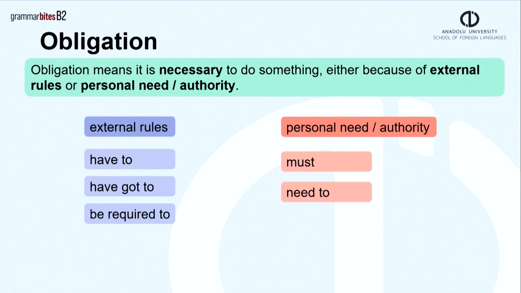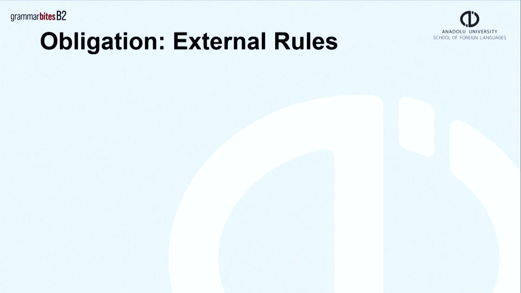For personal need or personal authority, we use must and need to. That means the obligation comes from the speaker. Let's look at some examples. First, we're going to look at the examples of obligation that comes from external rules.